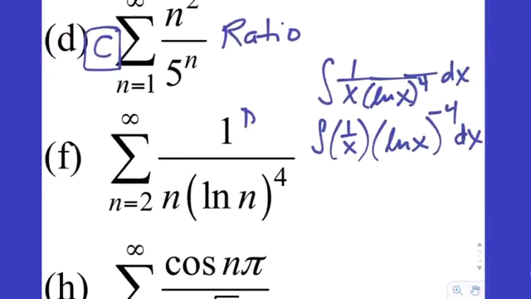Is this function decreasing? Yeah, the terms are getting smaller. Is it continuous? It's not defined at 0, but we're starting at 2, so it is continuous over the interval defined. And is it positive? The terms are positive. Yeah.